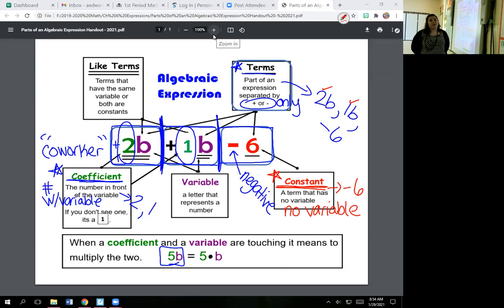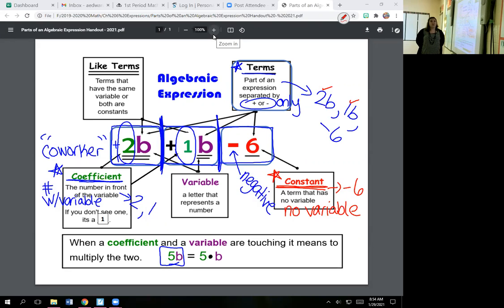But here's what's unique about this. You don't have to have a constant. You don't. So there will be examples where we don't have a constant. If you have some letters, you're always going to have a term and you're always going to have a coefficient. In these types, always. Coefficients or constants are optional.